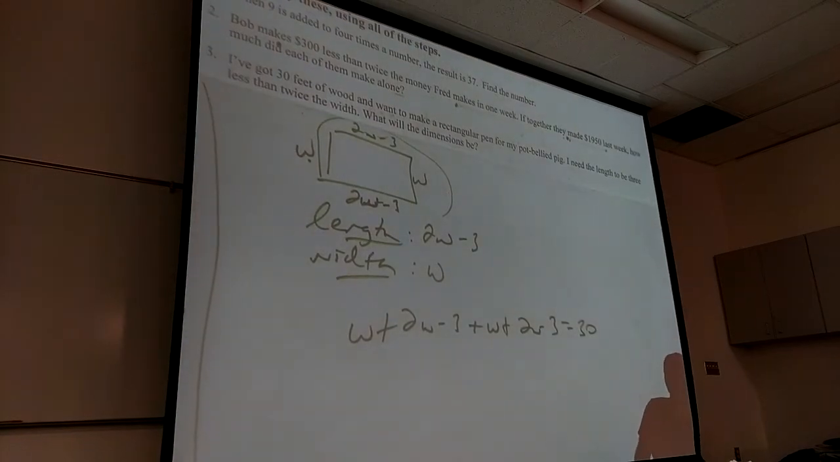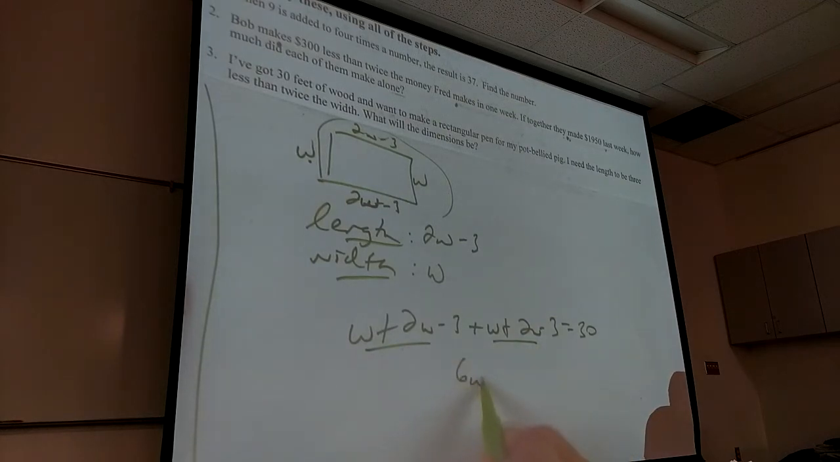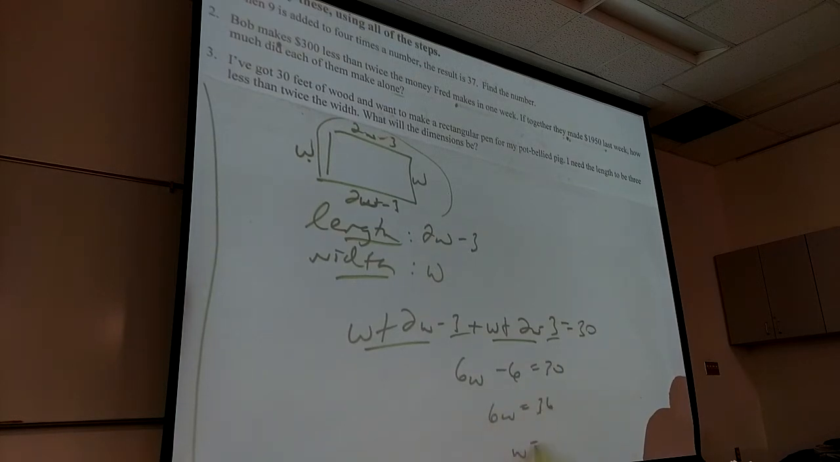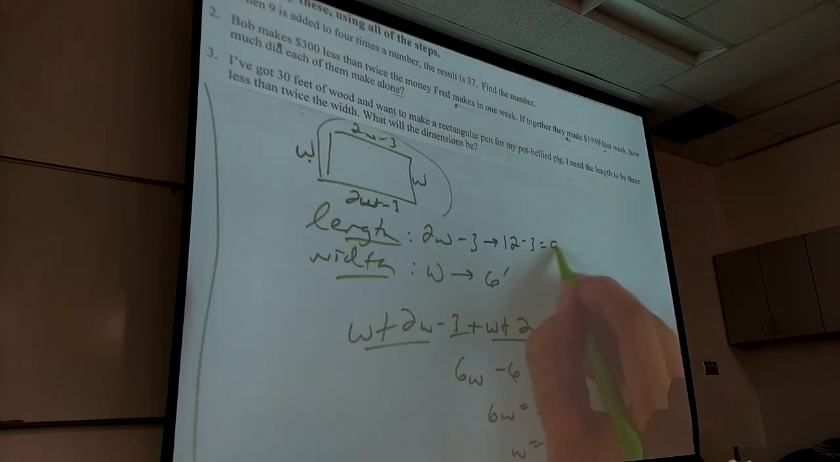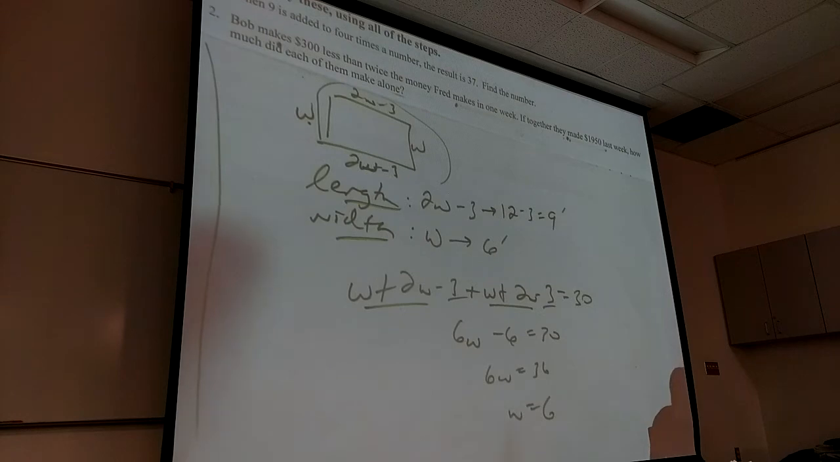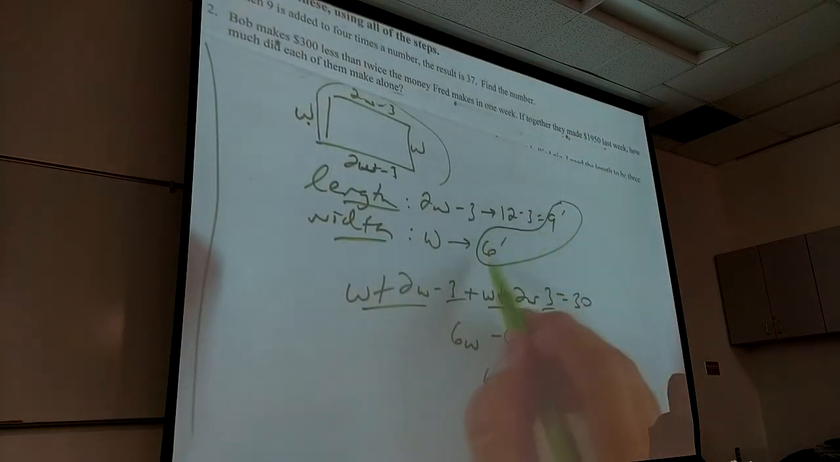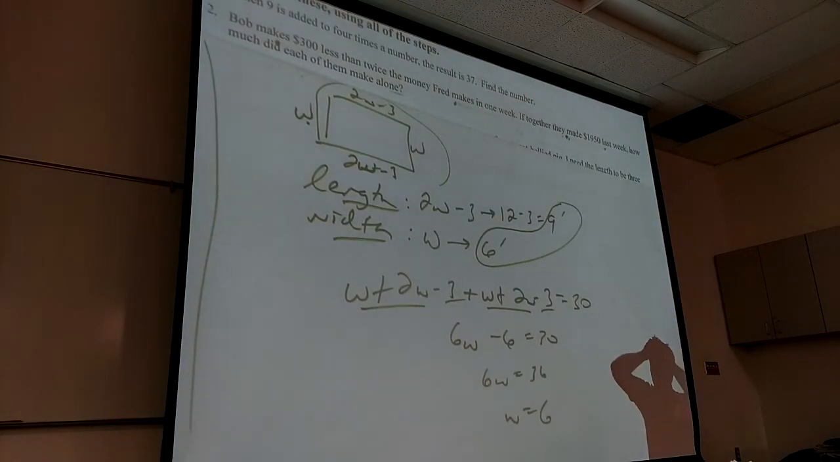And now should be the easy step. 3W, so 6W minus 6 is 30. 6W is 36. W is 6. So the width has got to be 6 feet. And the length has got to be 12 minus 3, 9 feet. And sure enough, if that was 9 and 6, that'd be 18 and 12, that's 30. Boom. 30 feet around.